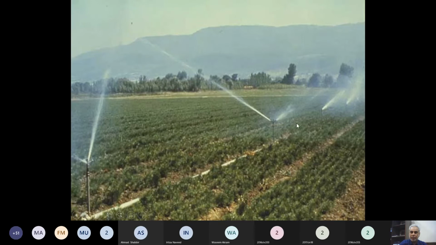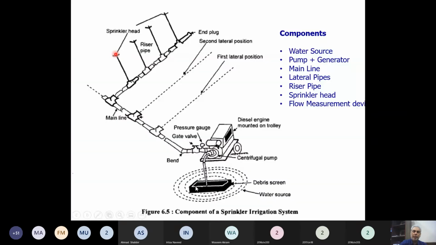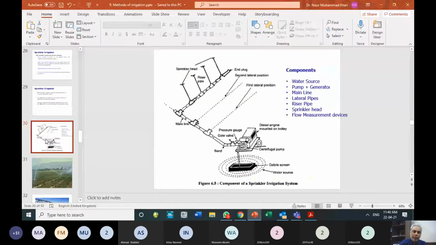You can see the lateral pipes installed over here. These lateral pipes can be fixed in the whole field. For example, if this is the whole field, we can fix 4, 5, 6 lateral pipes.